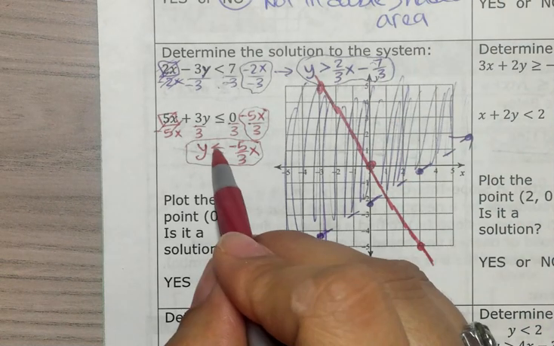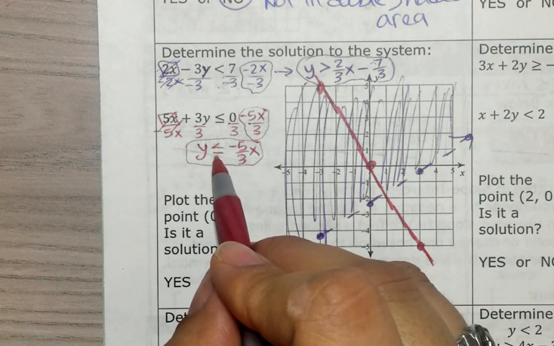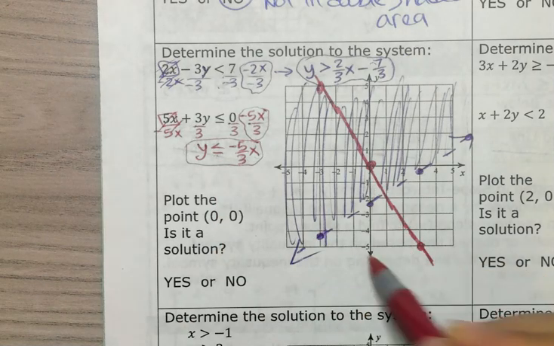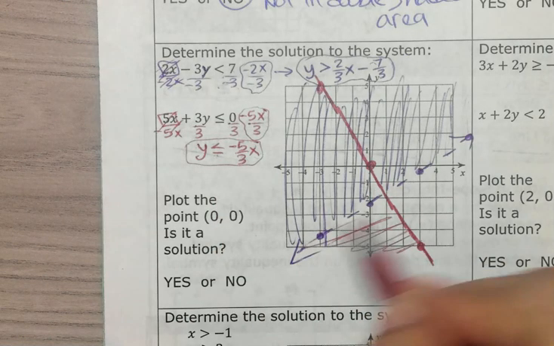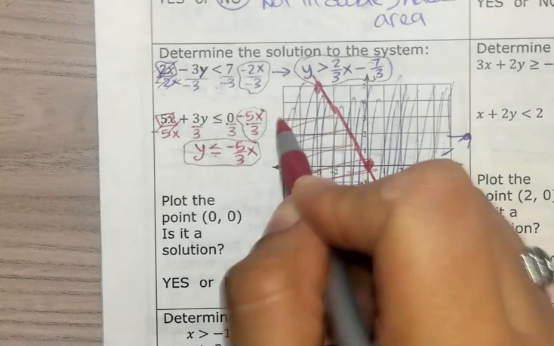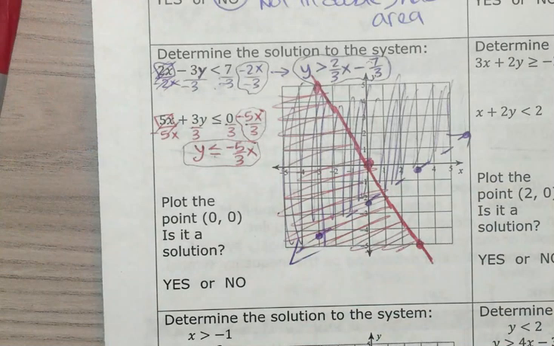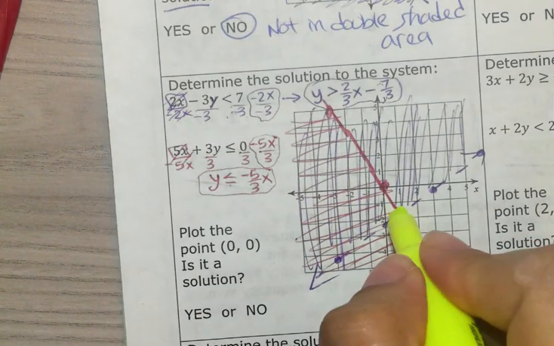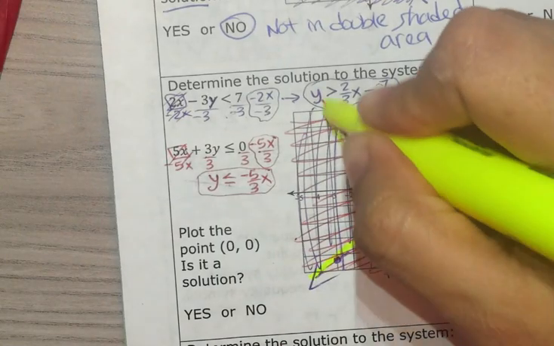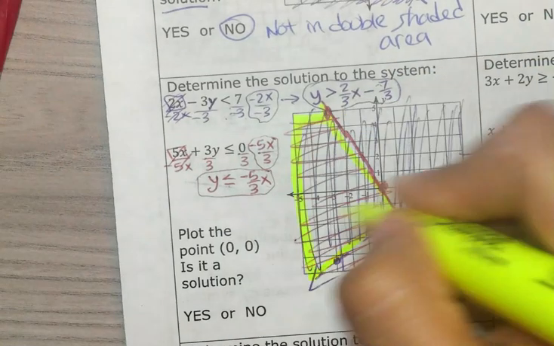And then it is less than, so it is going to be less than 0, which is down here. So anything shaded below. So in this case, the double shaded area is this part right here.